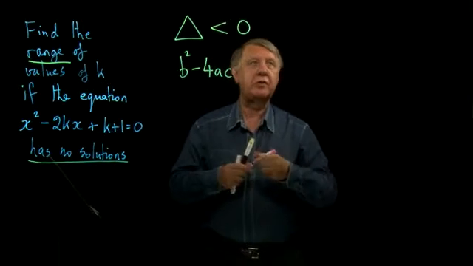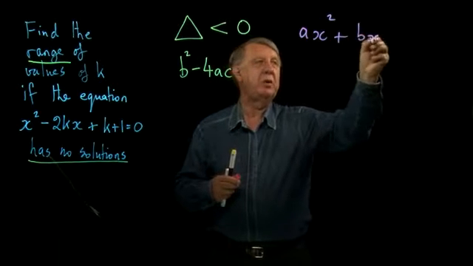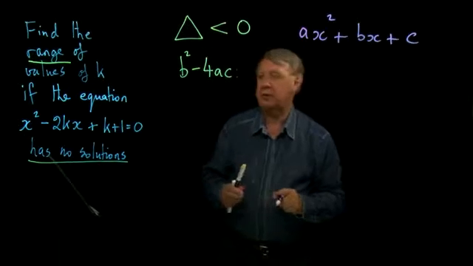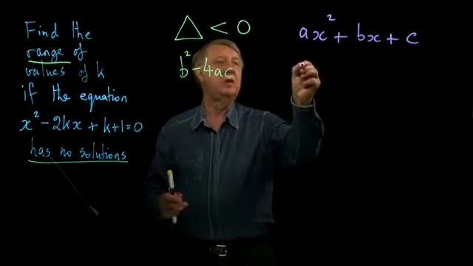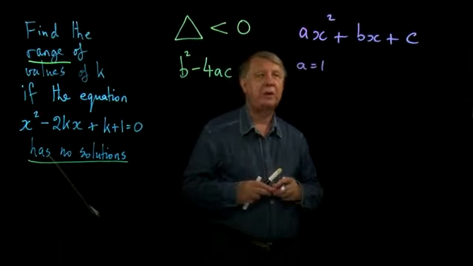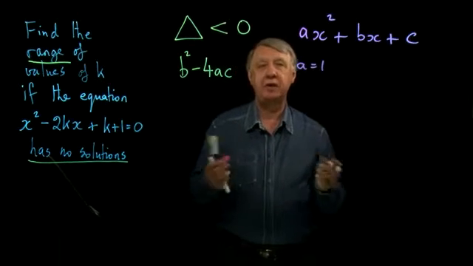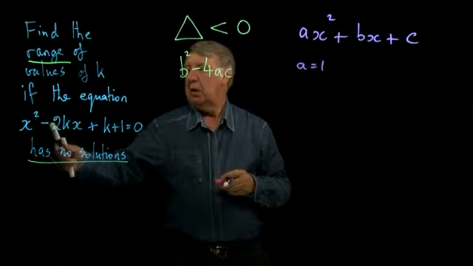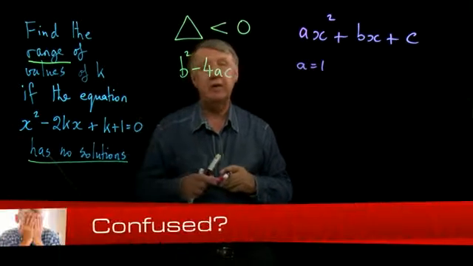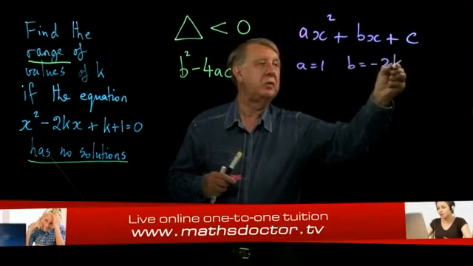So let's just think of our function, ax squared plus bx plus c. So a is the coefficient of x squared. Well, that's easy, isn't it? Because a is clearly 1 here. What about b? b is the coefficient of x, the number in front of x. Well, if we look at it, negative 2k is the thing that's in front of x, so b is negative 2k.